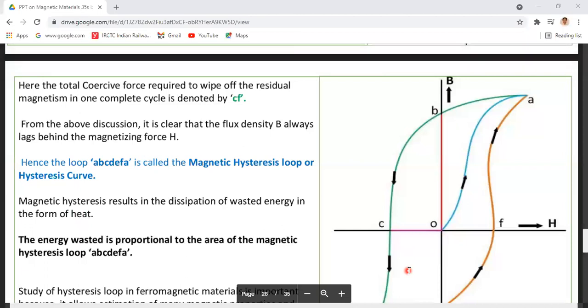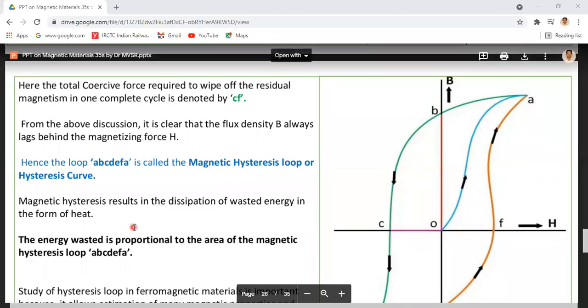So during the magnetization of the ferromagnetic material, it loses some amount of energy. Energy loss of this ferromagnetic material is represented by the area of this loop, that is ABCDEFA.